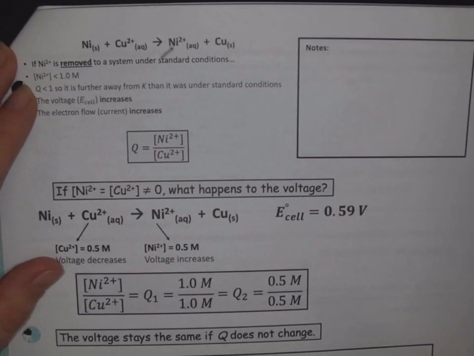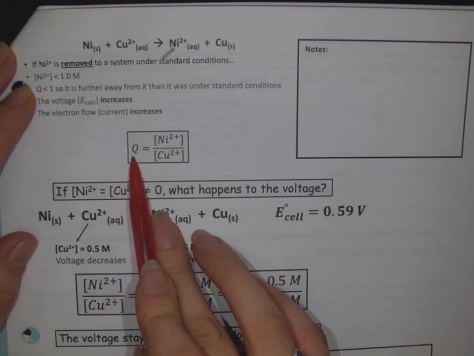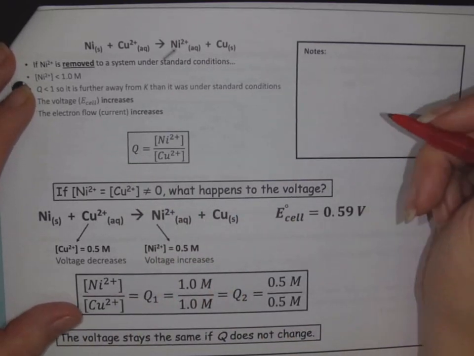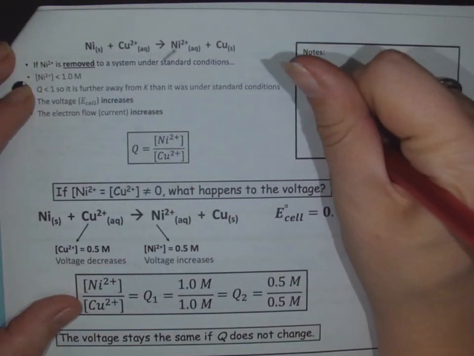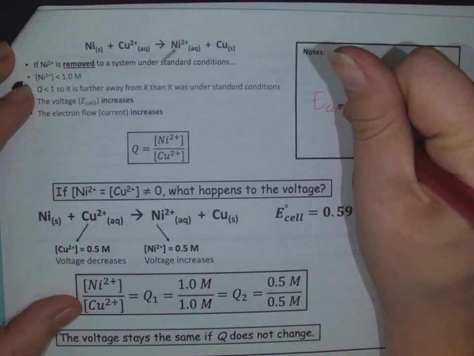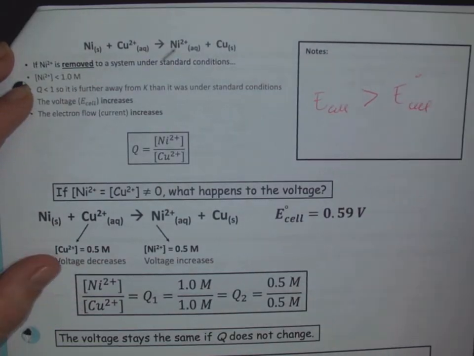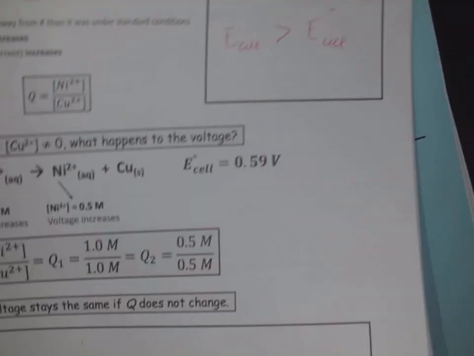And last one, what if we remove some of this? This makes Q smaller. The cell and the Q values are inversely proportional. So if Q gets smaller, then E gets bigger. This new battery would have a higher voltage than the old one. All right, and then this is just a summary of that.